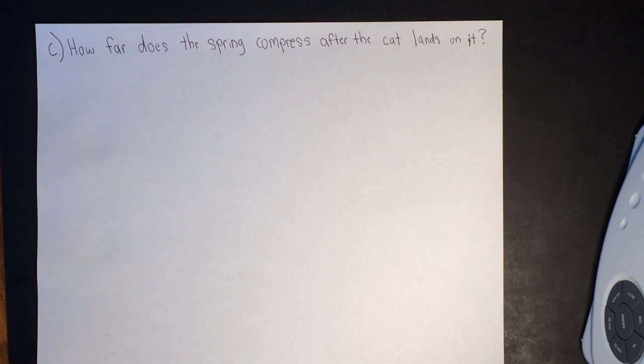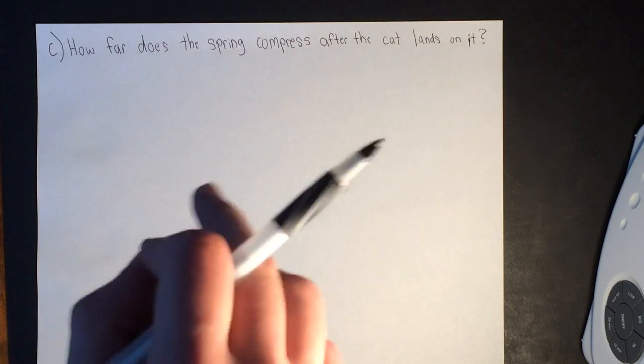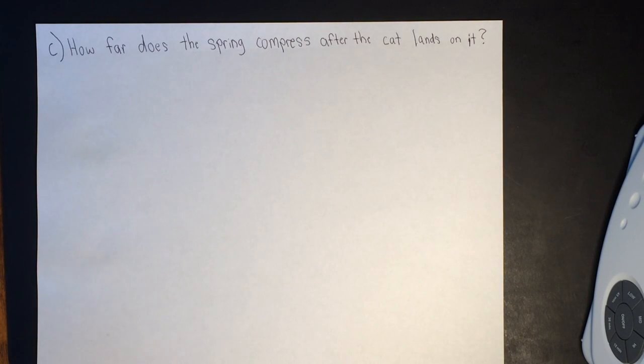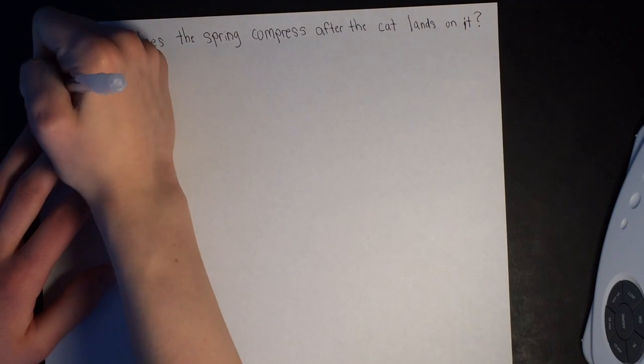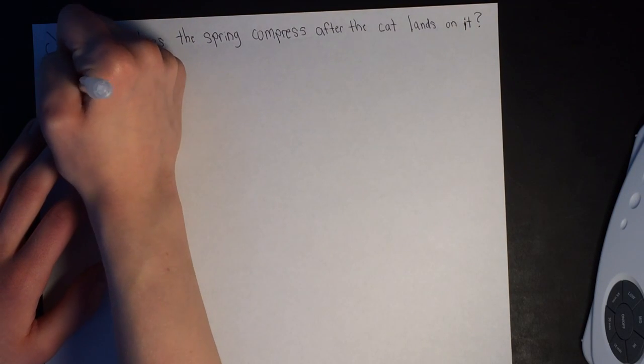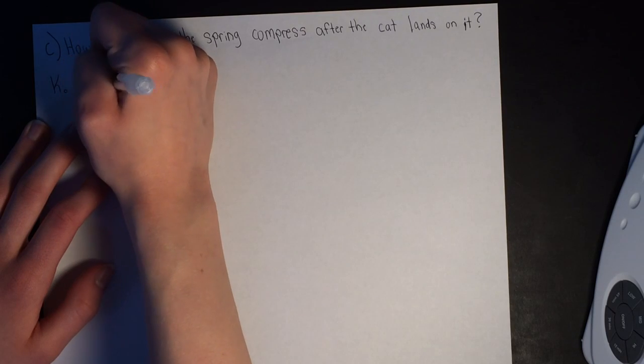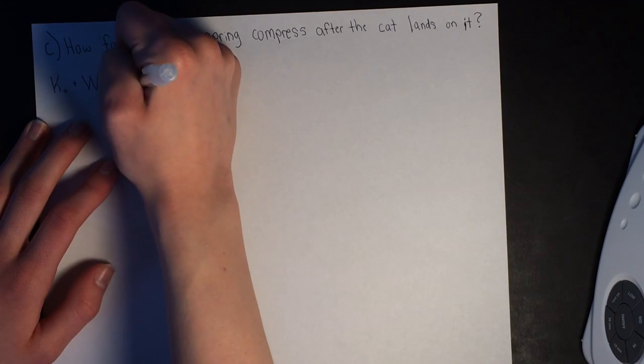So part C asks, how far does the spring compress after the cat lands on it? And this is kind of tricky because usually when calculating the compression of a spring, or the stretching of a spring, the spring is horizontal, so we don't have to worry about gravity, but this is a vertical spring, so we do have to worry about gravity. I think the best thing to do is probably use kinetic energy here. So we know that initial kinetic energy plus the work should be equal to the final kinetic energy.